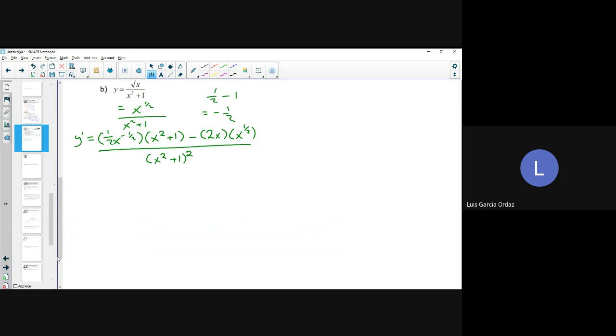So again, we don't really need to expand our denominator, so we'll leave it as is, but we need to FOIL our numerator and simplify. So I have to multiply 1 over 2 x to the negative 1/2 times x to the power of 2 plus 1. So we get 1/2 times 1, which is 1/2. And when we do x to the negative 1/2 times x to the 2, what does our new exponent become?